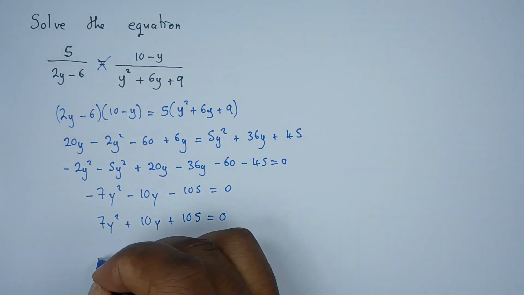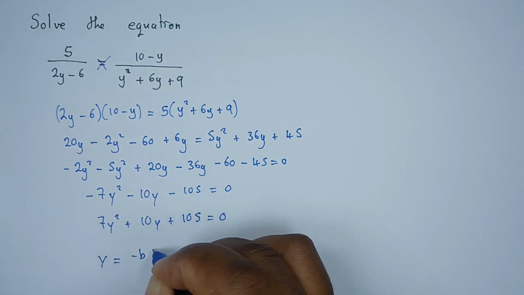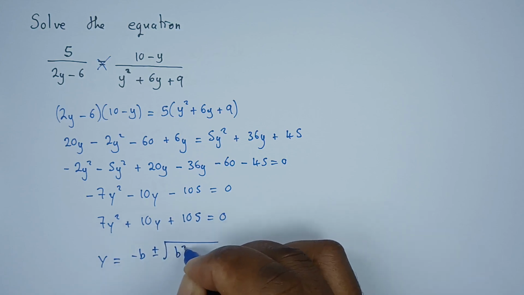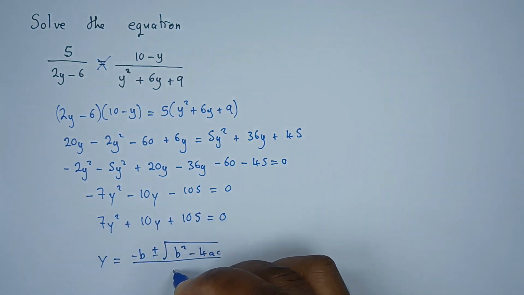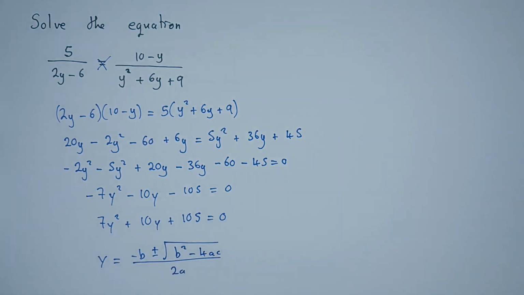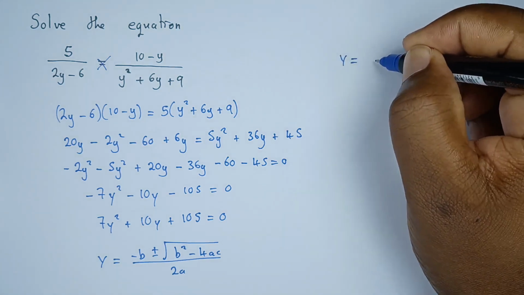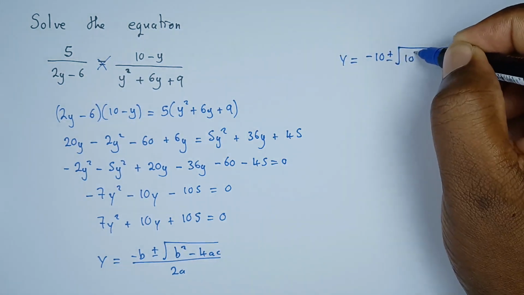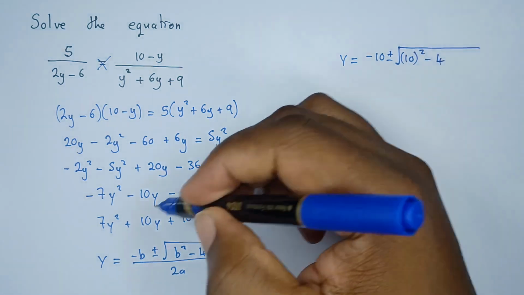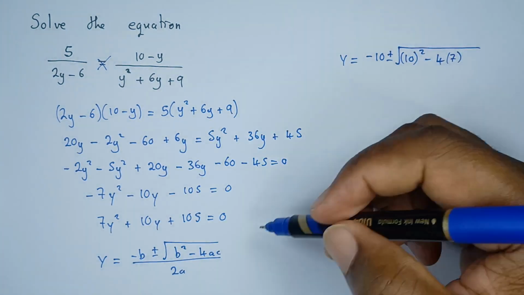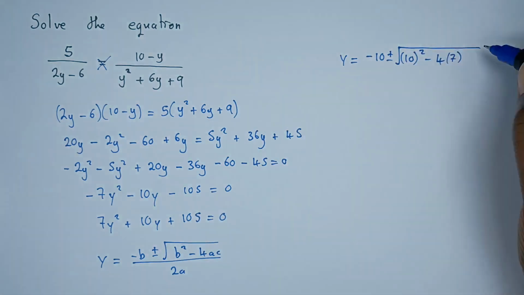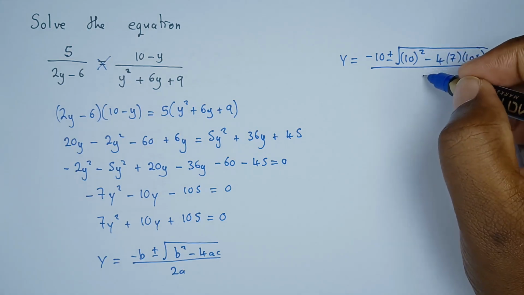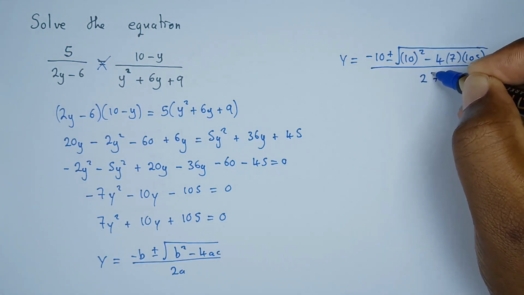To solve this equation, we can use the quadratic formula, negative b plus or minus the square root of b squared minus 4ac, and all this is over 2a. So let's do the substitutions. So y will be equal to, our b is 10, square root of 10 squared minus 4. The value of a is 7, and the value of c is 105. So that's what we get. Now all this is over 2 times a, so that is 2 times 7.